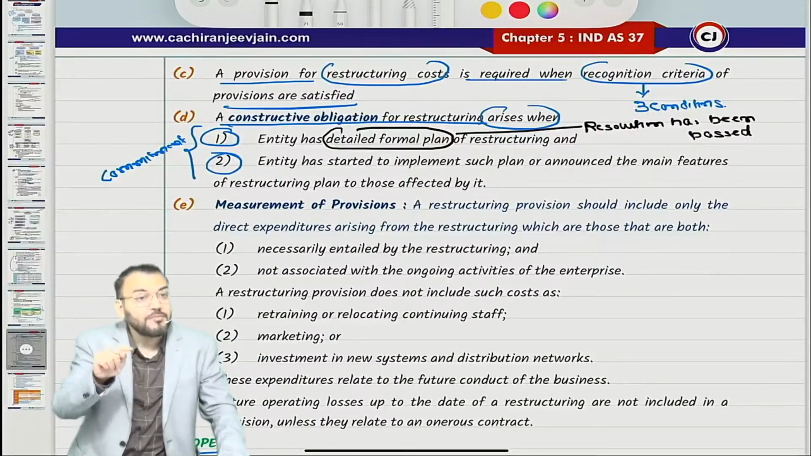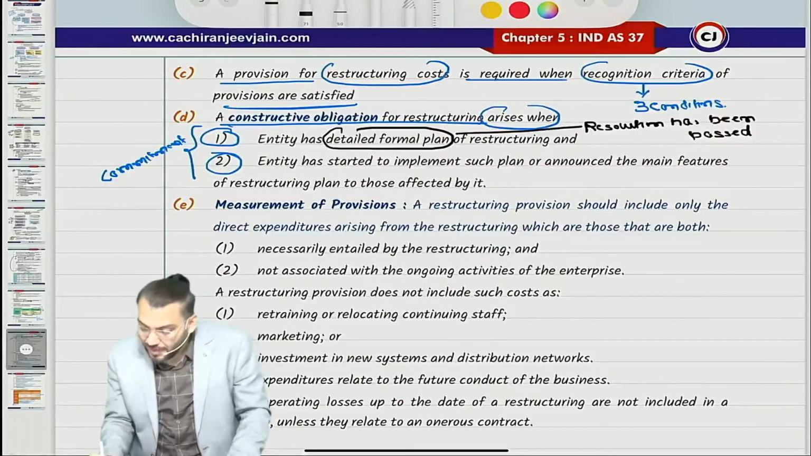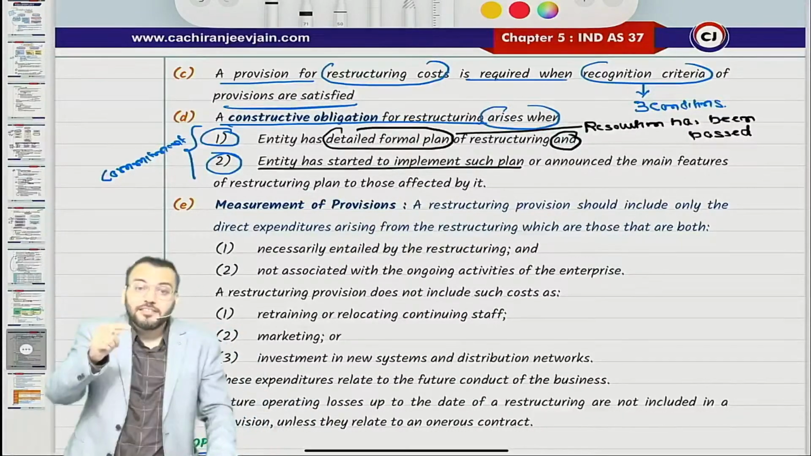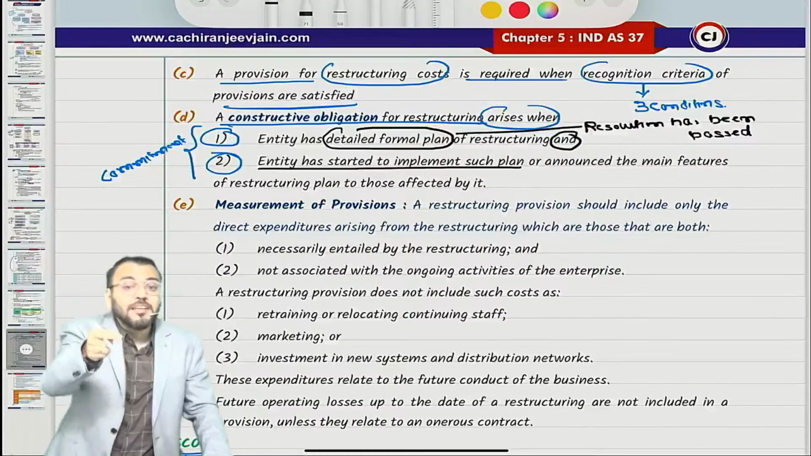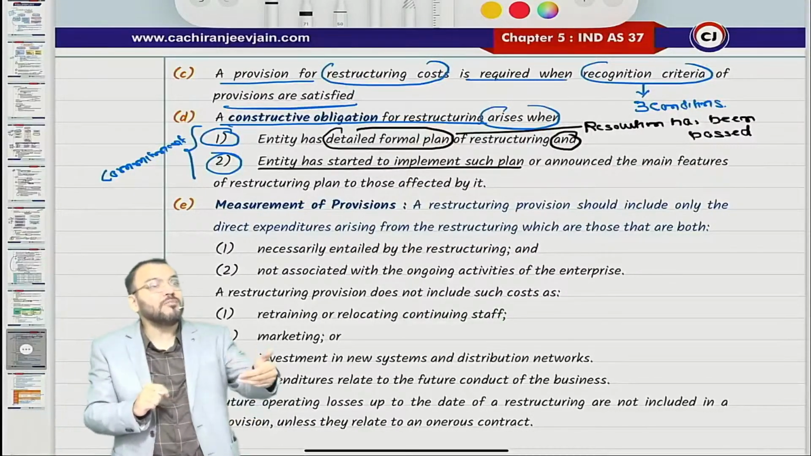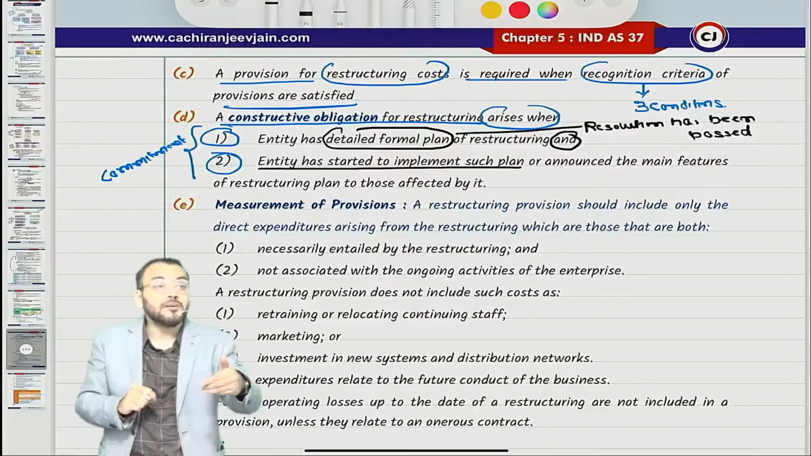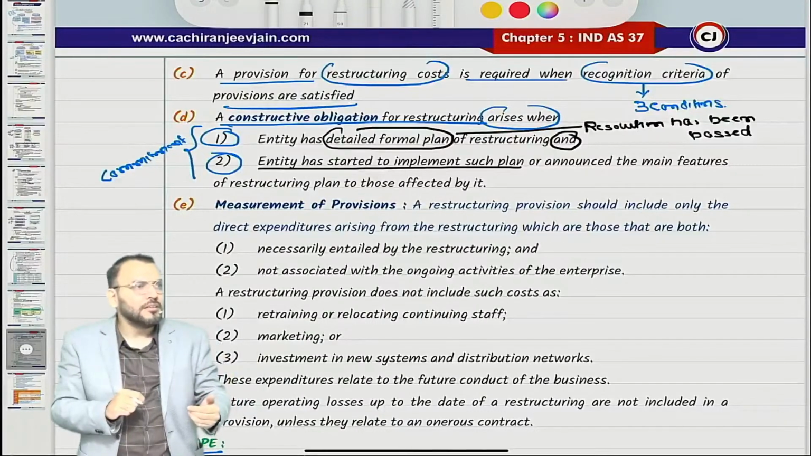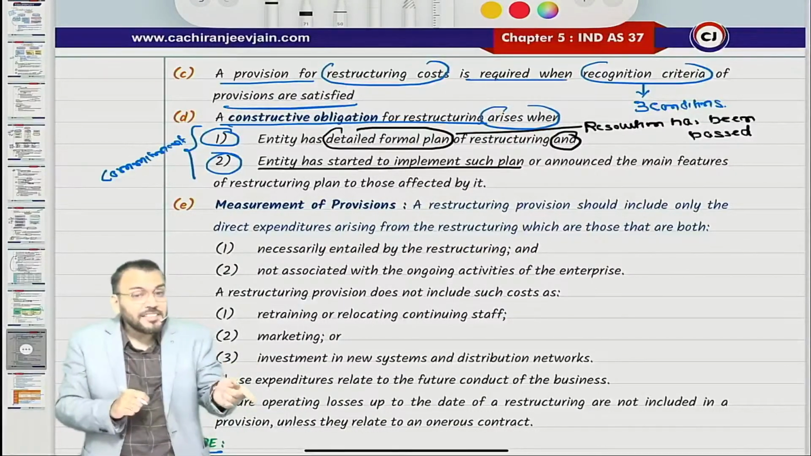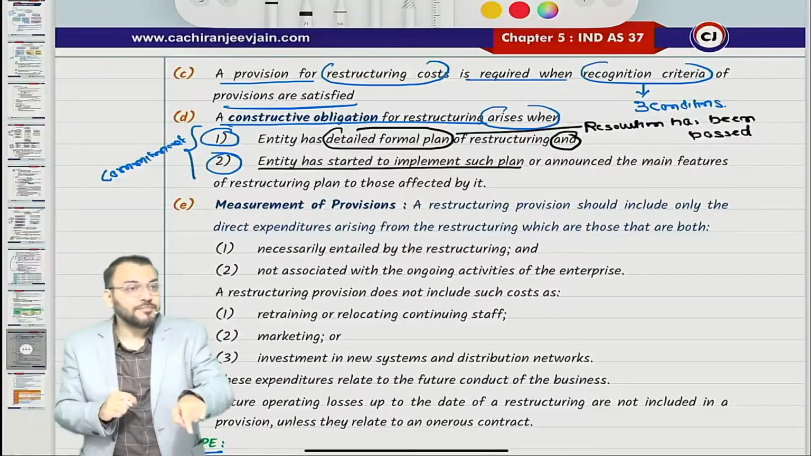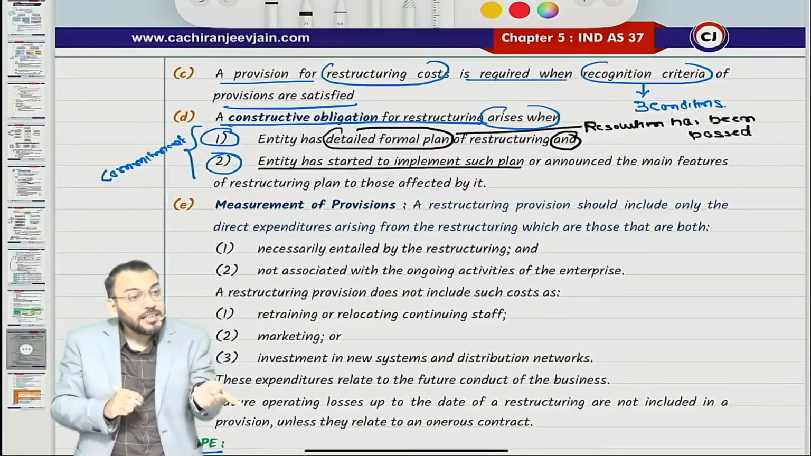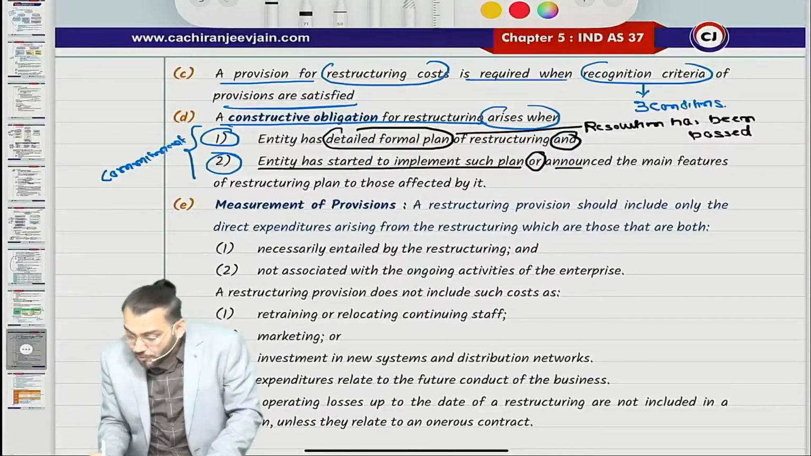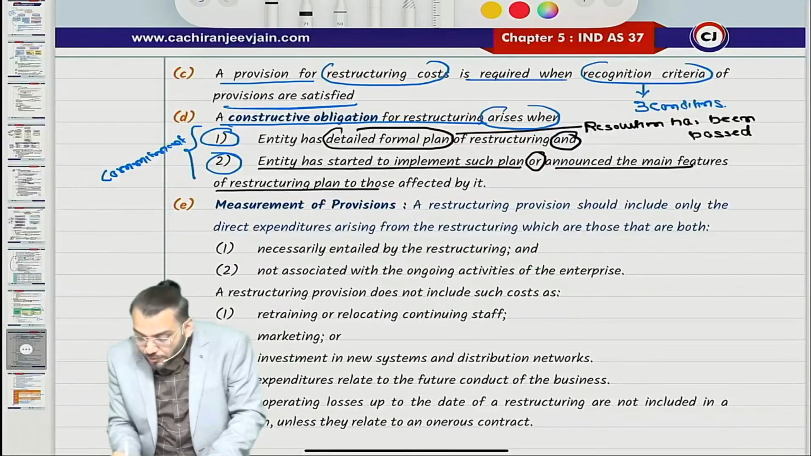The entity has a detailed formal plan of restructuring, and with this the entity has started to implement such plan. An entity has taken some action to implement such plan. For example, they have decided to sell one division, so the entity has given some promotional advertisement in the newspaper. So it means the entity has started to implement such plan. Till now the sale has not been done, but they have started to implement the plan, or announce the main features of the restructuring plan to those affected by it.